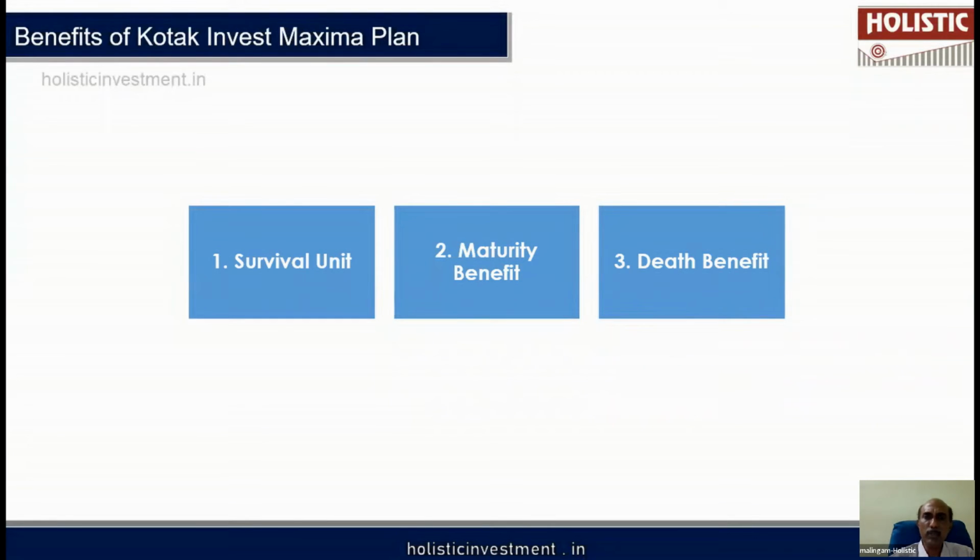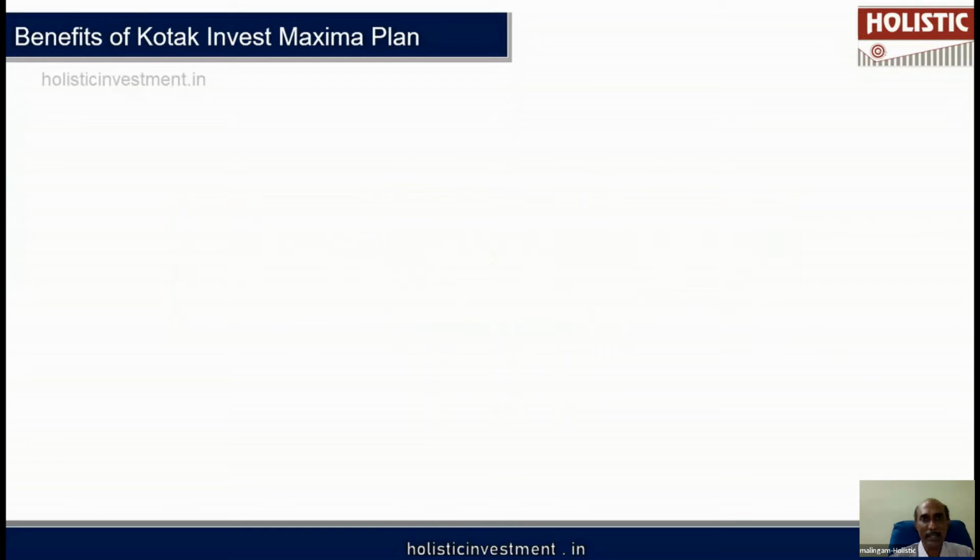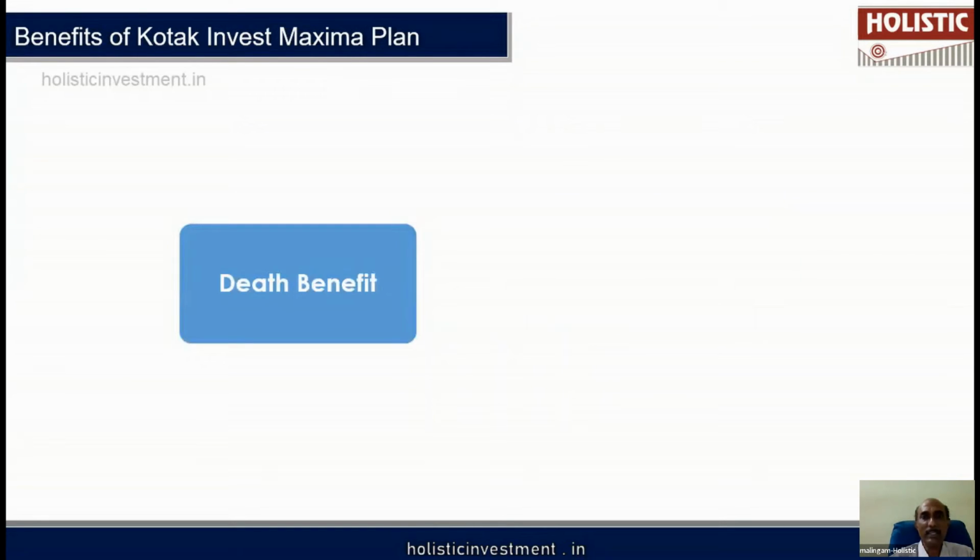Survival unit benefit, maturity benefit, death benefit. All these are the total benefits given to investor. So as an investor, you are more concerned and very particular about maturity benefit and death benefit. So let us see them in detail, right? Death benefit. What is the death benefit? In case of an unfortunate death of the policyholder, then how much benefit will be passed on to the nominee or legal heir? That is what death benefit is all about, right?